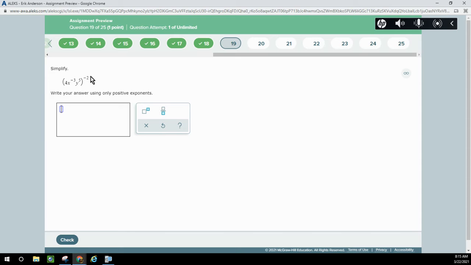So in this one, this becomes 1 over all of this squared. So 4 to the negative 2 would be 1 over 16. Negative 3 times negative 2 is positive 6, so that means that x to the 6th is in the numerator. Y to the 5th to the negative 2 is y to the negative 10th, which means it's y to the positive 10th in the denominator.